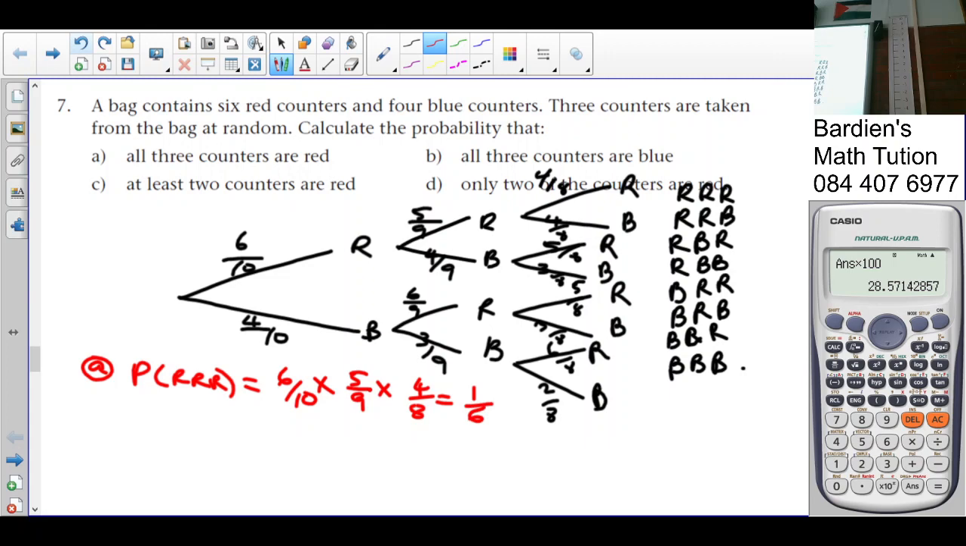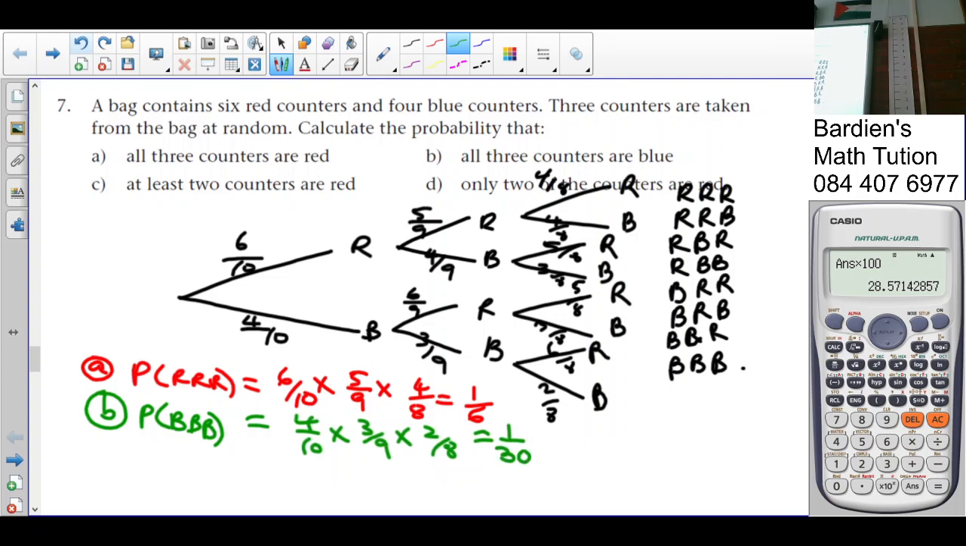Okay. Let's go with the second one. Part B. All 3 counters are blue. Simple. All 3 are blue. Okay? So you're following this branch here now. So that's going to give you 4 out of 10 times 3 out of 9 times 2 out of 8. That gives us 1/30.